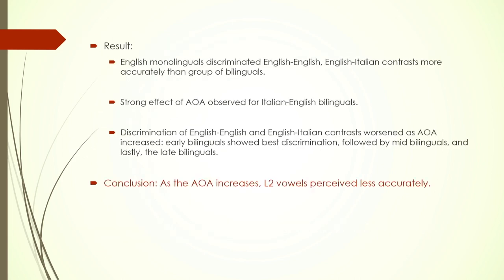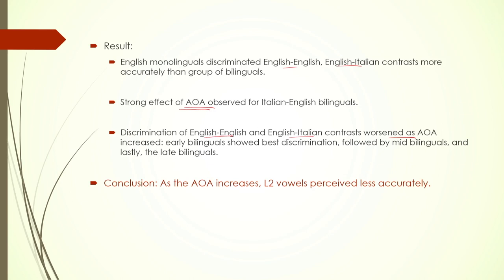The results showed that English monolinguals discriminated English-English and English-Italian contrast more accurately than the group of bilinguals, as you can easily expect. Now, a strong effect of AOA was observed for Italian-English bilinguals, that is also expected. They will not behave like the monolingual English speakers. Now, what is the difference? Discrimination of English-English and English-Italian contrast worsened as AOA increased. So, the contrasts between two English vowels as well as English and Italian vowels were not done very well by the people who came later.